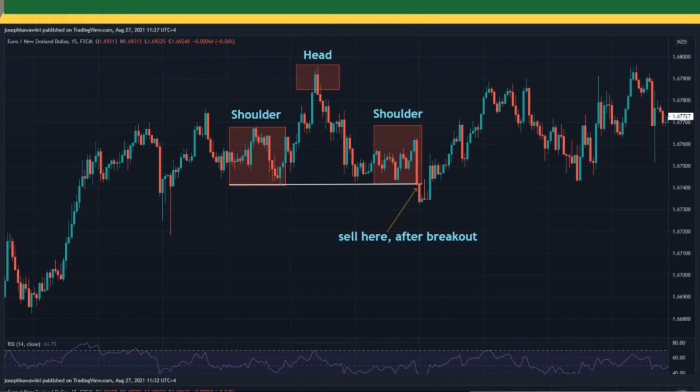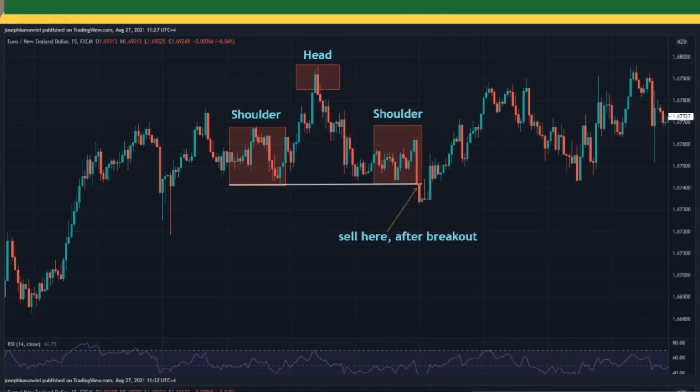For a head and shoulders to be valid, you need 2 shoulders and a head. So a shoulder on the left, a head that's taller than both shoulders, and a shoulder on the right that's almost as big as the shoulder on the left. You could think of it as like a human being. He has 2 shoulders and a head. It's very clear. So where would you sell? You would sell right after the breakout of the support level of the right shoulder.